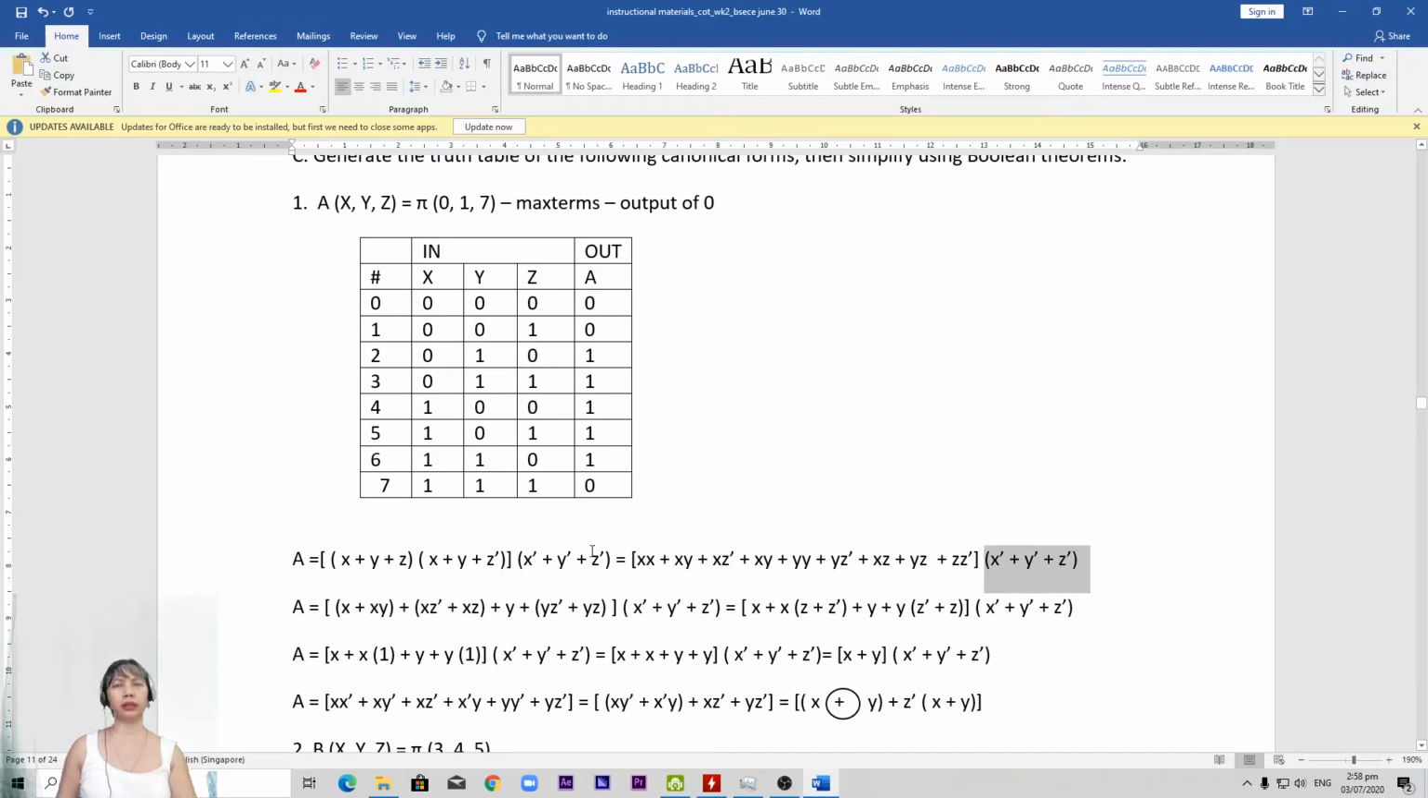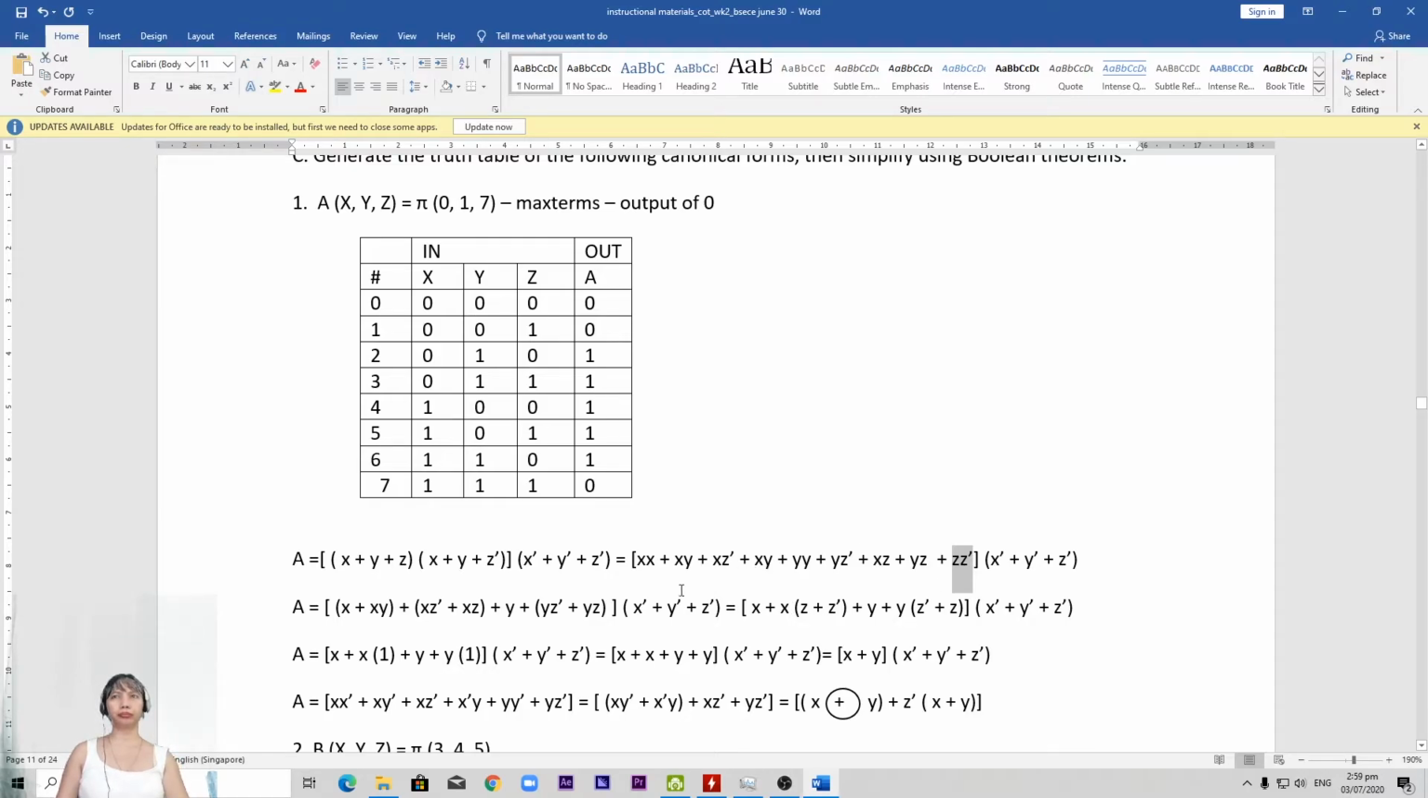So simplify. xx is x, then copy xy, then copy xz prime, then xz. You have it here, xz. Then yy is y. We have 2 xy, and xy plus xy is also xy. Then copy yz prime here, and then yz. And then zz prime is 0, since z times z prime is 0.